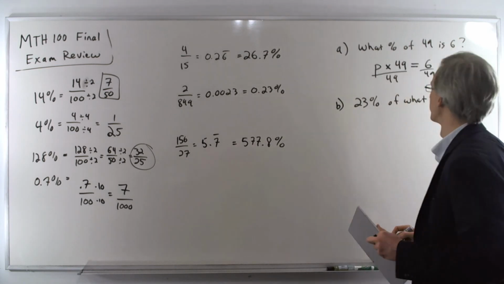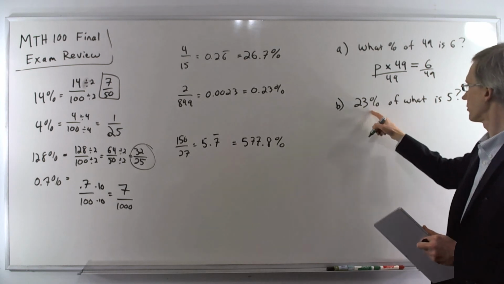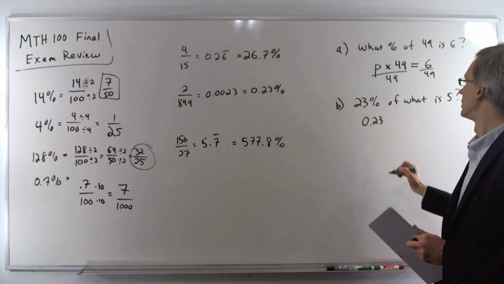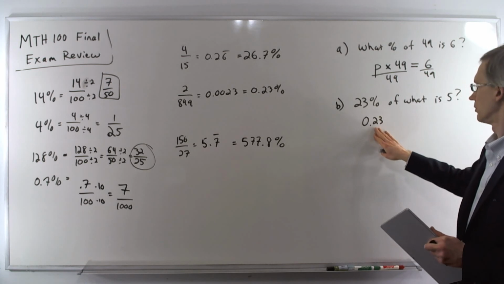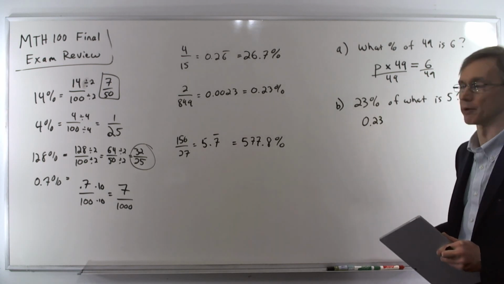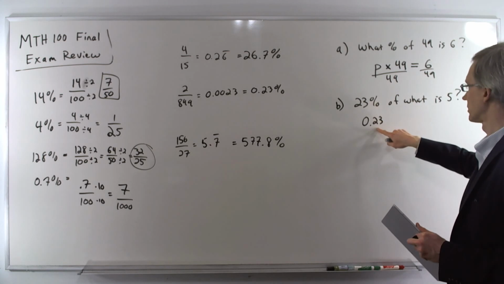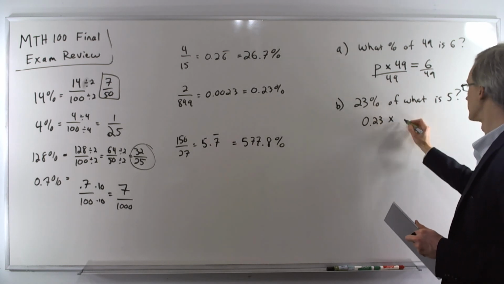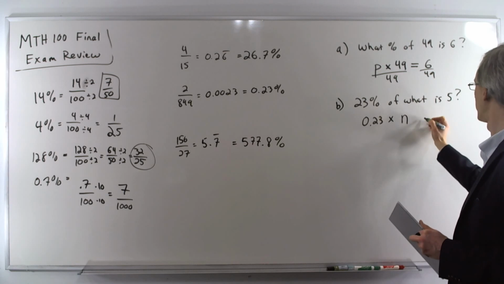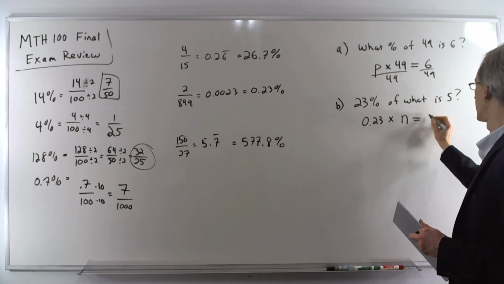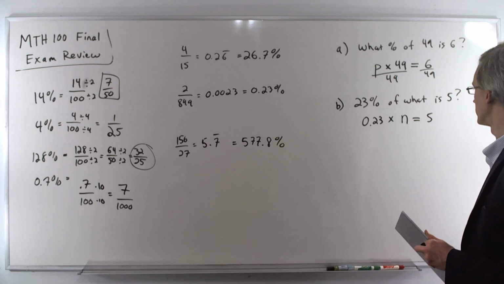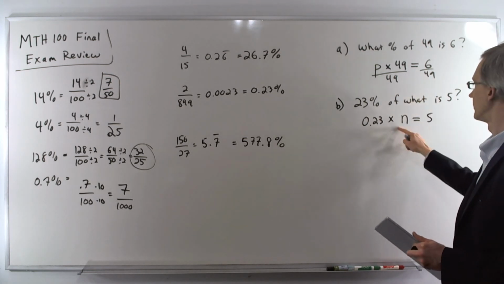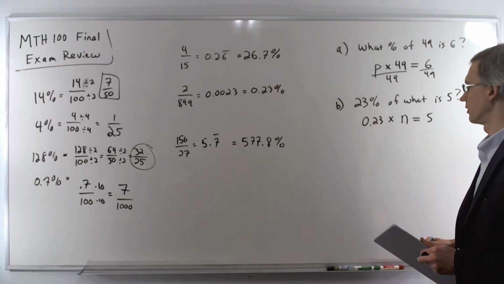All right, 23%. When we translate that, we're going to translate that into a decimal, because when we do calculations, we have to have that decimal number. So 23% converts into 0.23, of is multiplication. What is the variable? We don't know it, so it's a variable. Is the equal sign, and 5. So 0.23 times n equals 5. And just like up here, if we want to solve it, we divide both sides by 0.23.